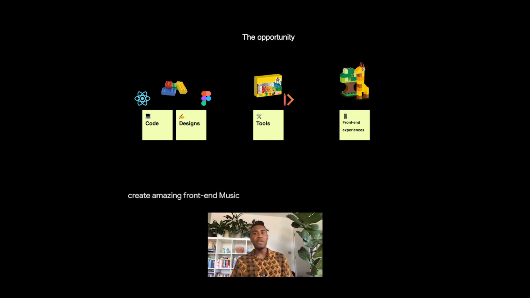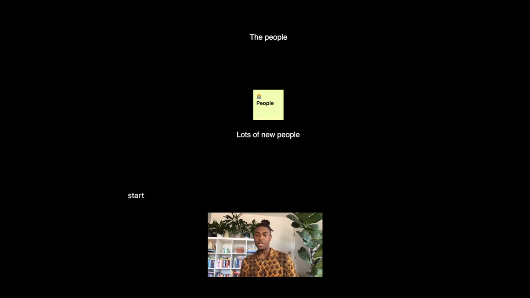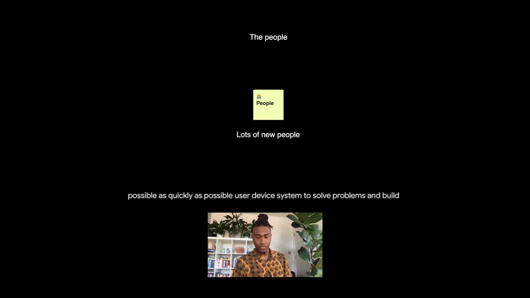But we identified an opportunity. Going back to that base, the very start of the iceberg, Zoopla as an organization is growing, and we're doing a lot of recruiting, particularly in product and technology. And with that recruiting, we've been recruiting a lot of new designers. So we identified an opportunity to really think about how might we, from the very start, empower designers to, as easily as possible and as quickly as possible, use the design system to solve problems and build products.